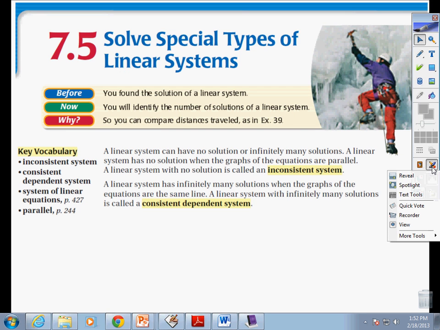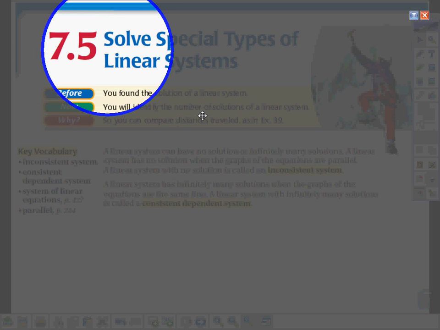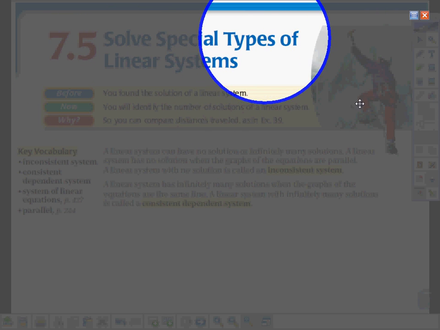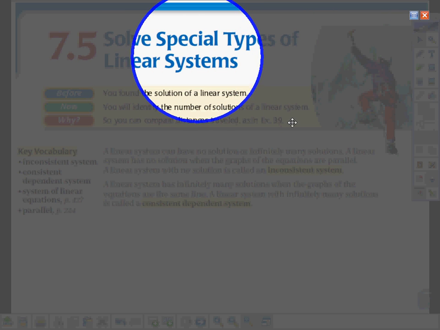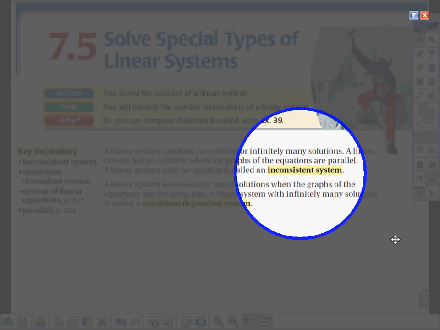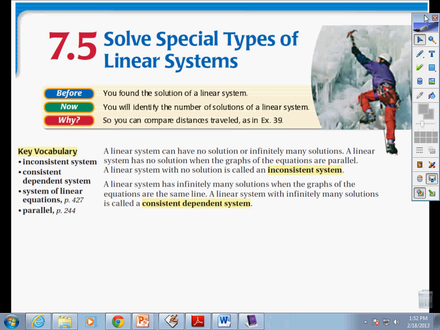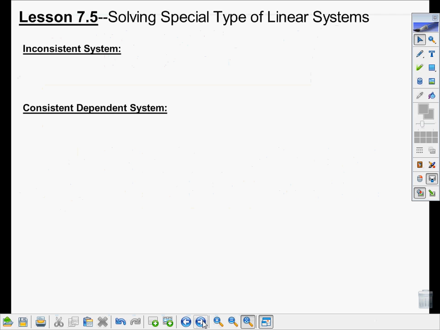I have a video of instruction today for you that goes along with your book on lesson 7.5, which is about solving special types of linear systems. The first couple of things we will do is draw your attention to the vocabulary words inconsistent system and consistent dependent system. If you will get ready to take notes, please, we'll jump to the next page here and see what I'd like you to write down.